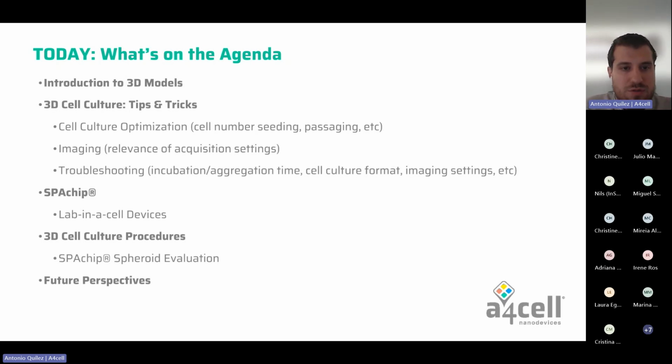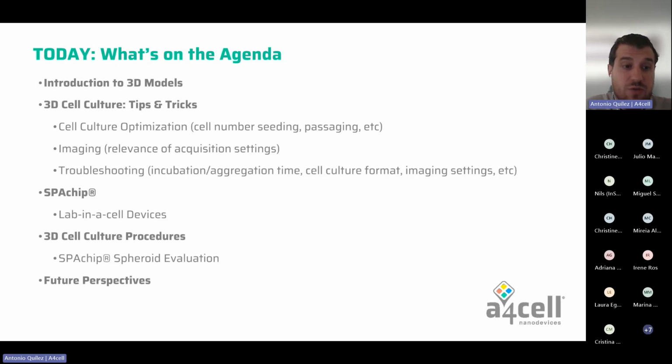We'll talk about cell culture optimization, different techniques and aspects to take into account for acquiring images and analyzing data, with a special interest in troubleshooting. So what we can do to improve the quality of our cell cultures, the quality of our data, obtain robustness in our assays, etc.